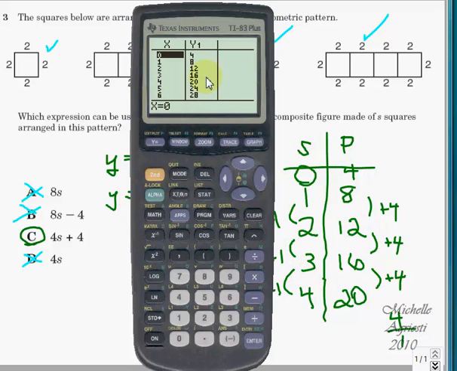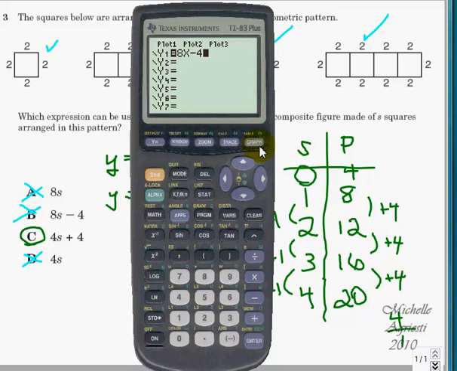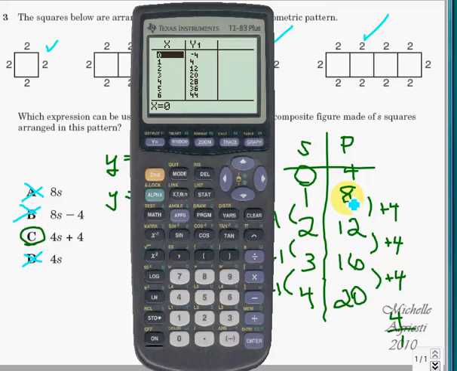And 4 is 20. If we enter any of these others, like let's do 8s minus 4, so 8x, take away 4, and I graph that and look at the table, you're going to see it does not work. 1 is 4 and 1's supposed to be 8. So calculator still helps.